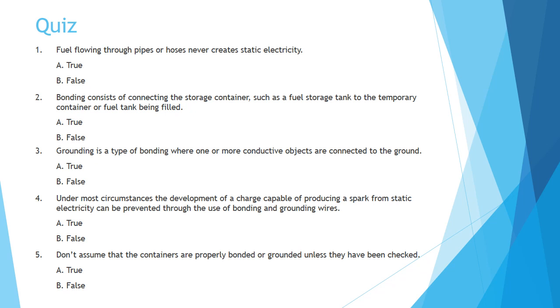3. Grounding is a type of bonding where one or more conductive objects are connected to the ground. A. True. B. False. 4. Under most circumstances, the development of a charge capable of producing a spark from static electricity can be prevented through the use of bonding and grounding wires. A. True. B. False. 5. Don't assume the containers are properly bonded or grounded unless they have been checked. A. True. B. False.